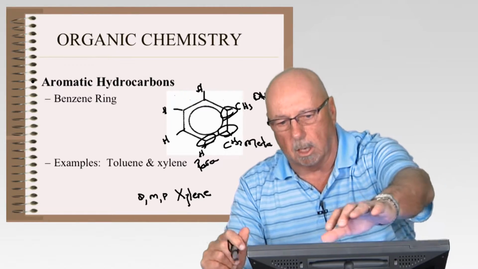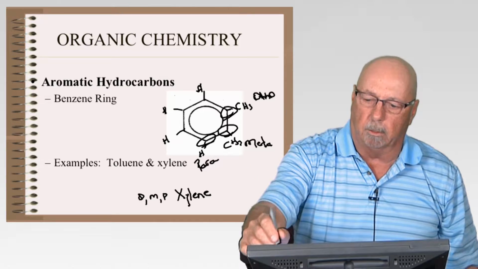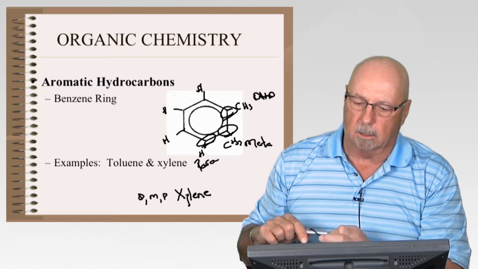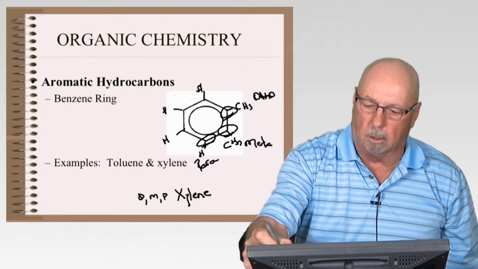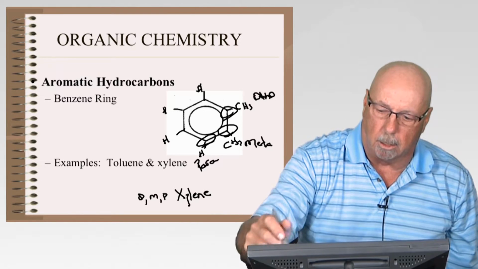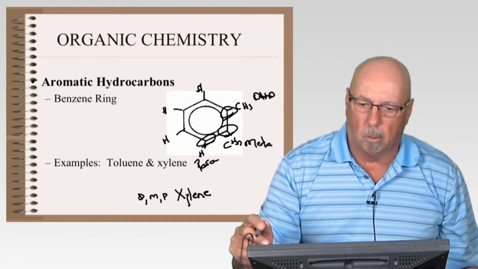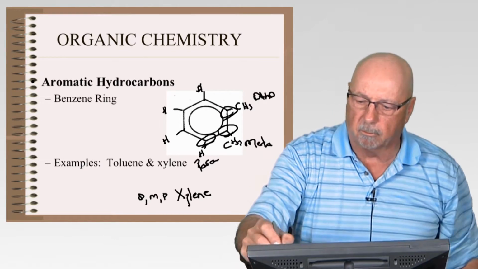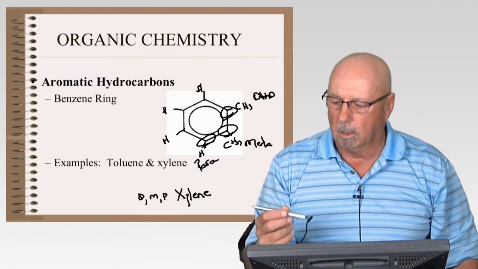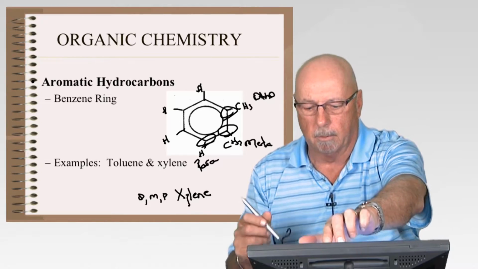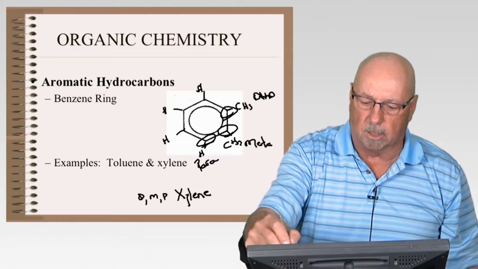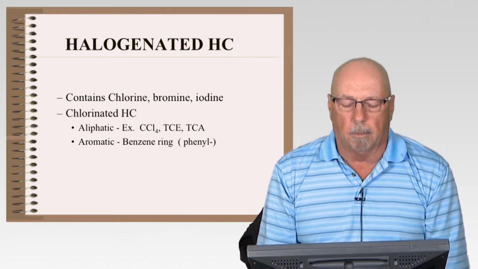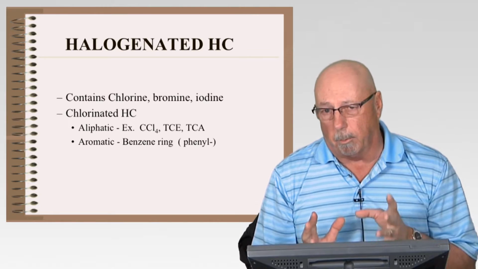So everything will start off, though, with our benzene ring as our building block. And at each one of the bond locations, we can add a chemical substance to it. Now, so those are aromatic hydrocarbons.